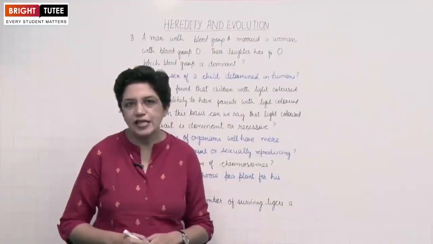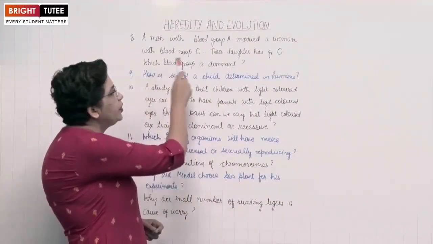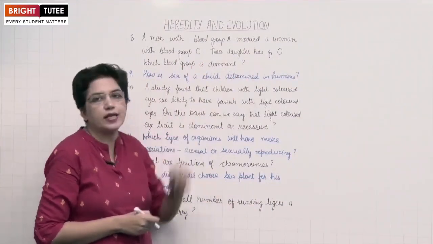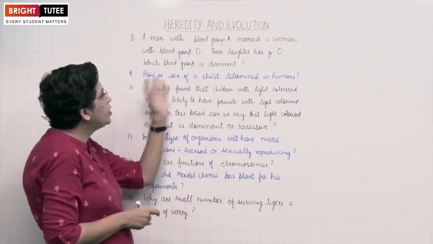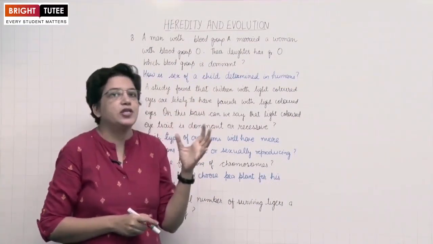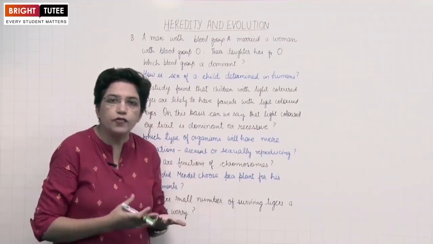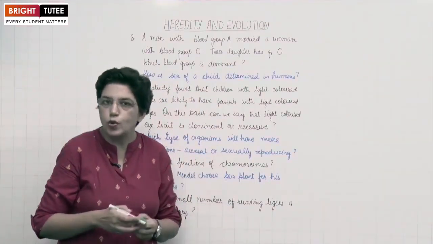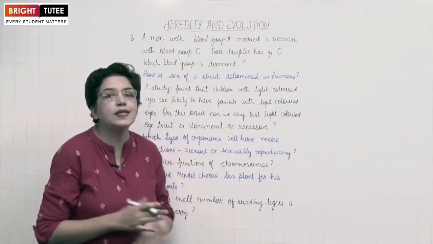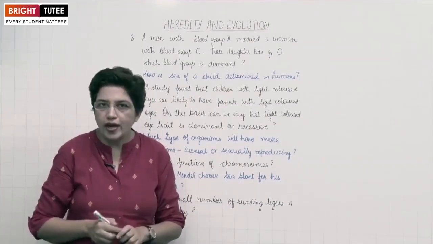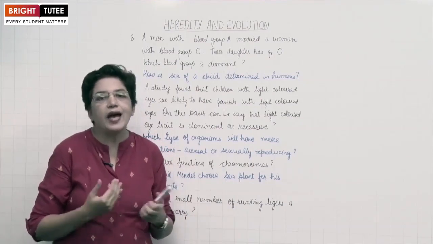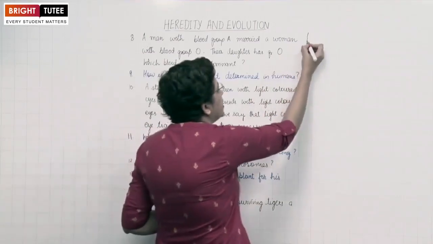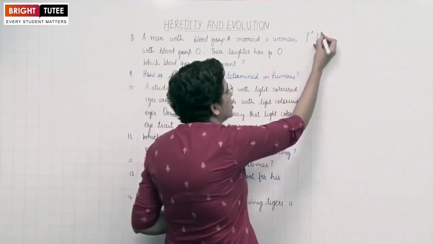So students, the next question is: a man with blood group A married a woman with blood group O, and the daughter has blood group O. Now, which blood group is dominant? Or the question is, is this information enough to decide which blood group or which trait is dominant and which one is recessive? So the answer is, this information is not enough, because both A and O in this case can be dominant. For example, let us assume A is dominant.